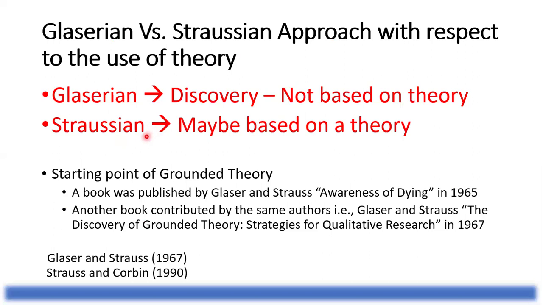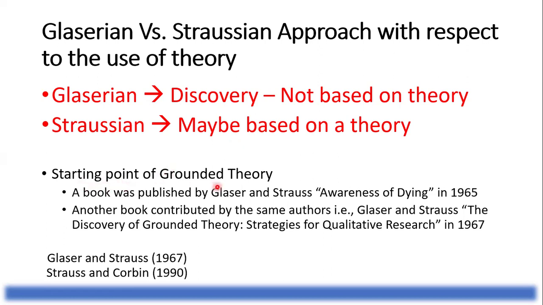So Straussian is a mixture of developed and underdeveloped theory, or no theory behind, while Glaserian believes that there should be no theory behind. Basically, the modern world follows the Straussian approach, that there may or may not be theory behind. If there is a theory behind a research and that theory is not fully developed, we can develop it by collecting some additional data. And if there is no theory behind, we can still develop it by collecting some data.